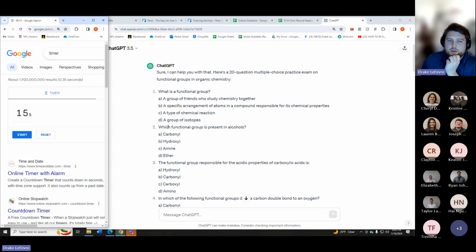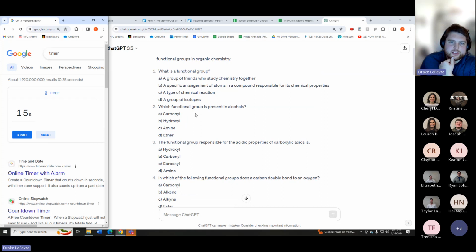Okay, so this first one. I'm going to read the question and start the timer. What is a functional group? A group of friends who study chemistry together, a specific arrangement of atoms in a compound responsible for its chemical properties, a type of chemical reaction, or a group of isotopes. This one, hopefully, because we already covered it, everybody should recognize. So we'll stop this one a little early. What's our answer for it?